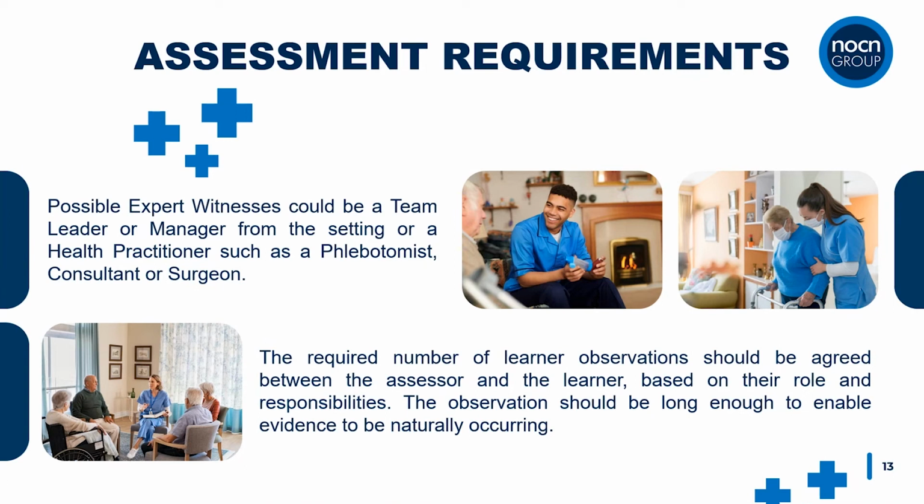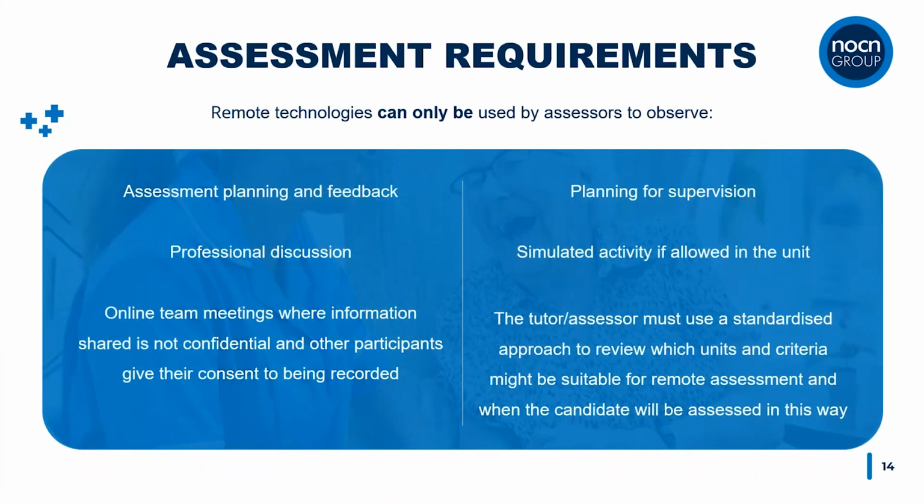The required number of learner observations should be agreed between the assessor and the learner based on their role and responsibilities. There should, however, be a minimum of 2 observations at the beginning of the learner trying to acquire the skill and at the end where it is judged that they have potentially mastered it. The observation should be long enough to enable evidence to be naturally occurring.